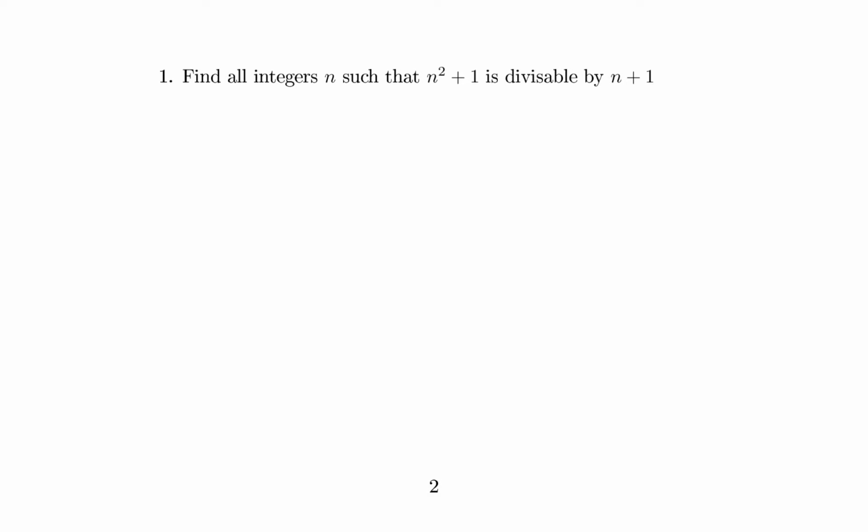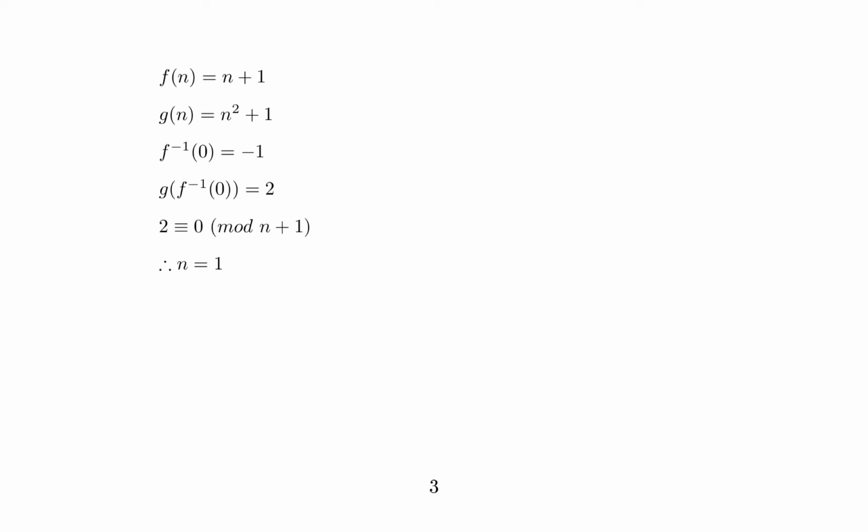First problem. Find all integers n such that n squared plus 1 is divisible by n plus 1. So, in order to solve this question, first we put f of n equal to n plus 1, the dividing polynomial, and g of n equal to n squared plus 1. Then we calculate the zeros of the dividing polynomial. So n plus 1 has a zero at minus 1. We do that in order to find the remainder of the other polynomial by this.